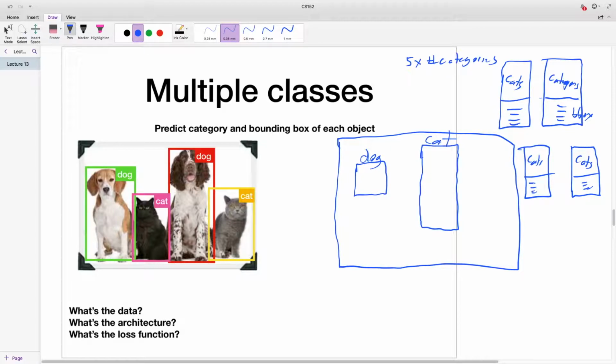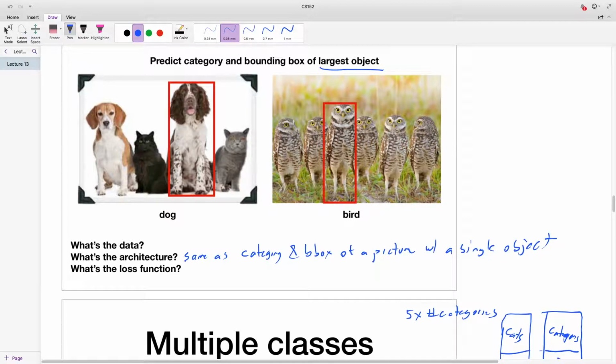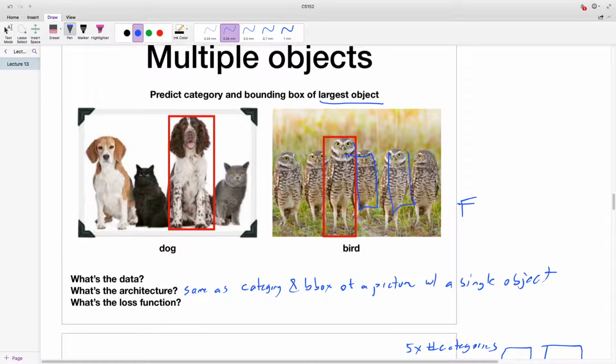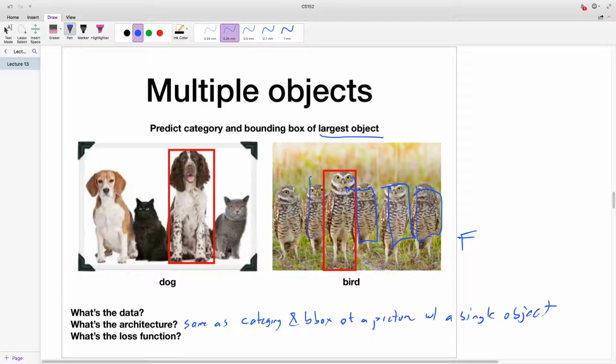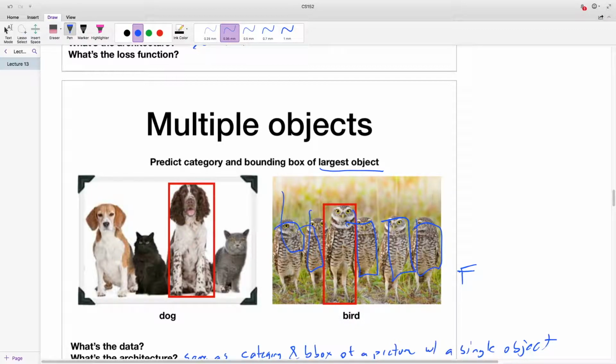The number of categories in Pascal might not be enough. Remember this picture. How many categories are represented in here? But really, we have a bunch of objects. So for this particular image, we would want to have 6 different combinations of categories and bounding boxes.